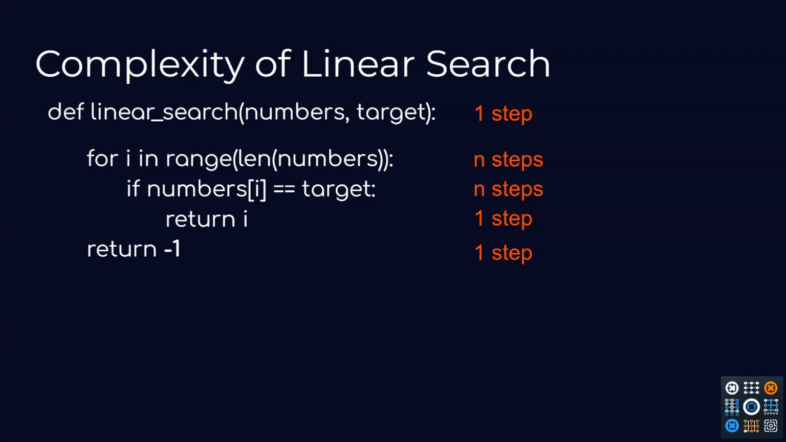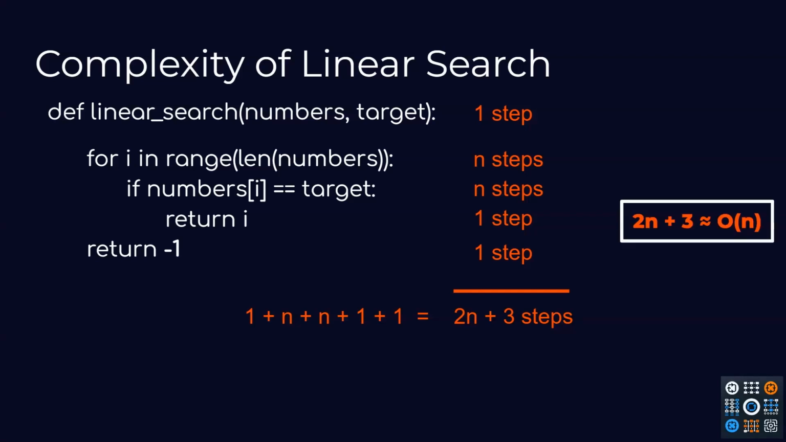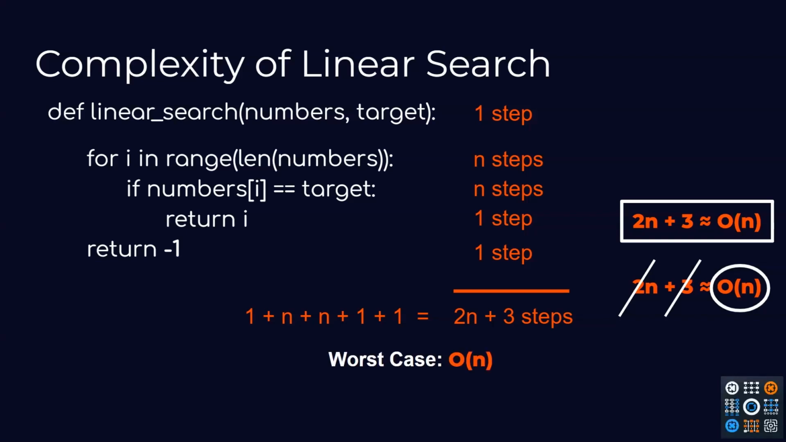When we sum up these steps, in the worst case, the total number of steps can be represented as 2n plus 3. As we did for our findmax algorithm, in big O notation, this simplifies to O of n. Big O simply ignores all the constants and coefficients. This means the time complexity of linear search function is linear in the worst case, just like the findmax algorithm. In the best case, however, the time complexity is O of 1 because the search completes after a single comparison.